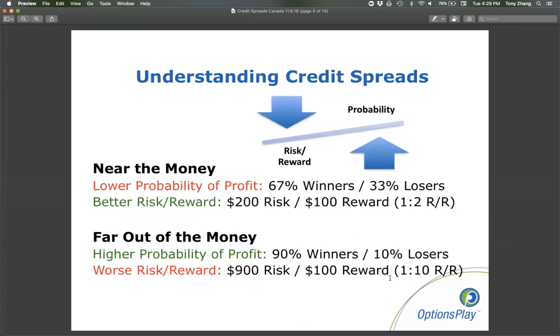That's why I put up the next slides, to give you an idea of the true relationship between risk to reward and probability. No matter what type of options trading you do, whether you're trading long calls or puts, selling covered calls, or selling credit spreads, the relationship between probability and risk to reward remains the same. So it's a really important concept to understand, even if you're not selling credit spreads. With all options trading, you're trading off probability with risk to reward.